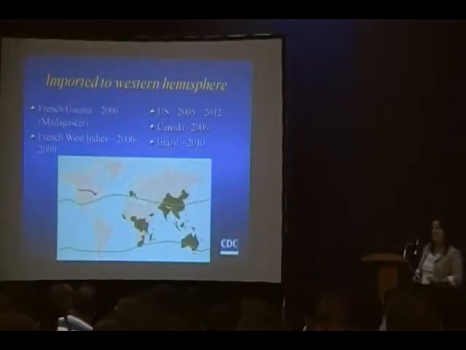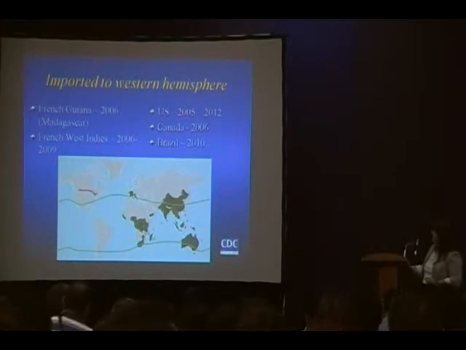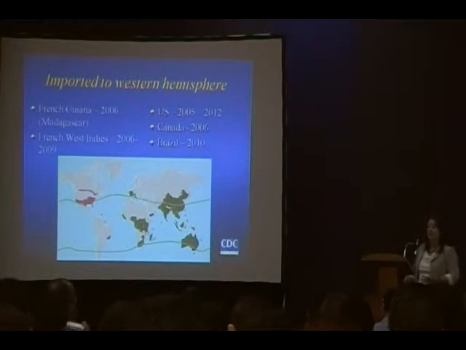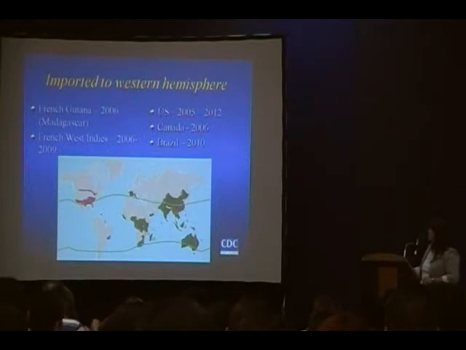We know that there were many imported cases to the Americas. As early as 2006, in French Guiana, there were cases introduced. In the French West Indies, there were imported cases. The U.S. had a number of cases imported between 2005 and 2012. Canada had cases imported, and of tremendous concern was the fact that Brazil, in two of the most populated areas of Rio and Sao Paulo, had a tremendous number of imported cases as well. But none of these actually translated into localized transmission.